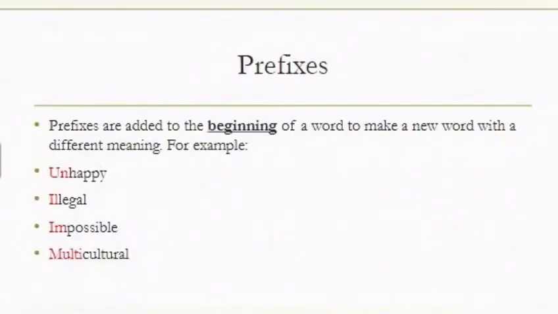Now, if we talk about prefixes, prefixes are added to the beginning of the word to make a new word with different meaning. For example, unhappy, illegal, impossible, multicultural. Did you notice that we added to the beginning of the word to make it a prefix?